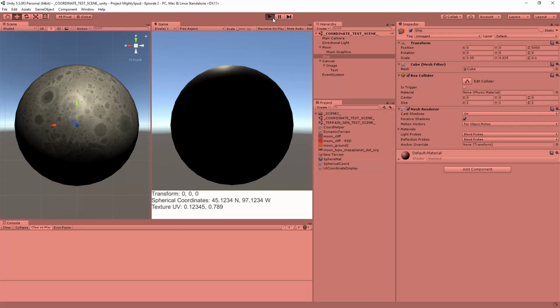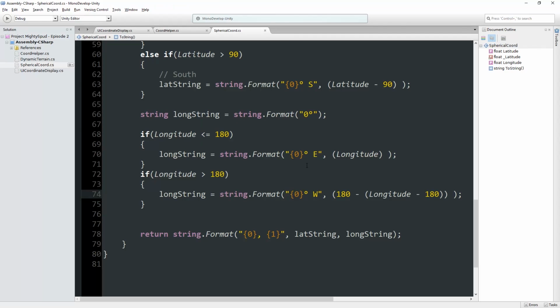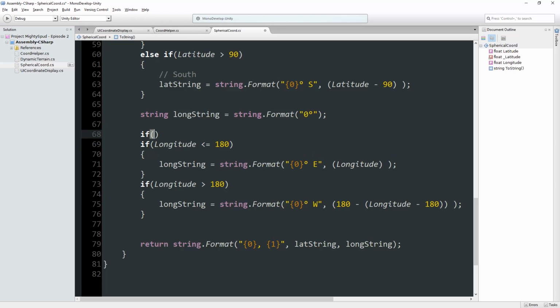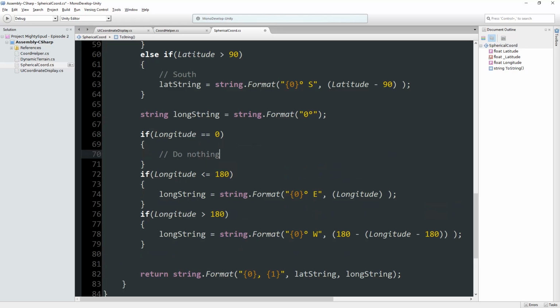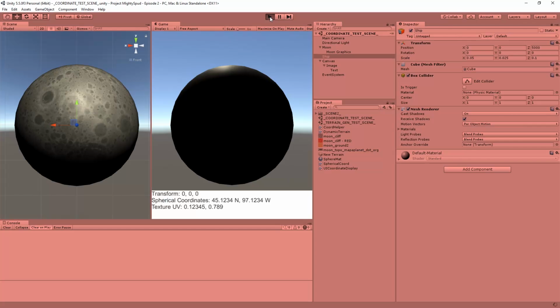My bad. And it still says east for 0 degrees. Really? Right, because at 0 degrees it would do this. So if longitude is equal to 0, then do nothing. Else. I mean, the second else isn't actually required, but the first one definitely is, because it should say 0 degrees, 0 degrees.